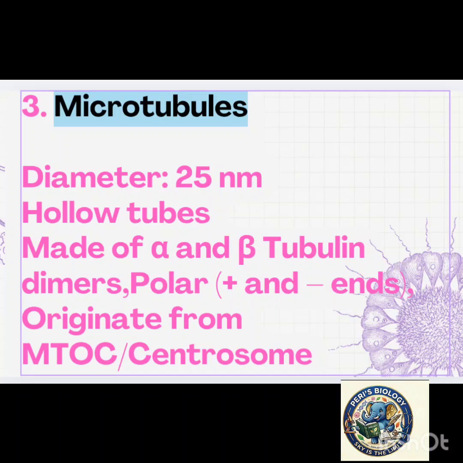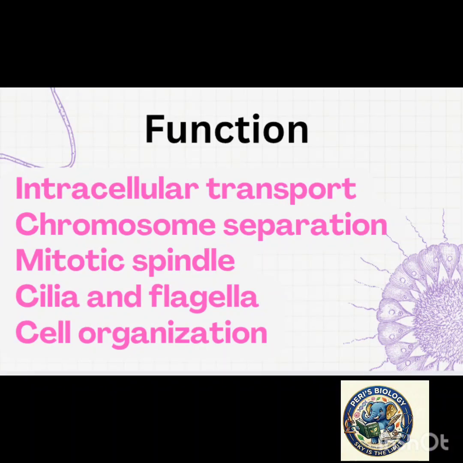Microtubules are long, hollow, unbranched cylinders having diameter of 25 nanometer and they show polarity, that is positive and negative end. They are made up of special proteins called alpha and beta tubulins. They originate from MTOC, that is microtubule organizing center or centrosome. The main functions are they show intracellular transport, chromosome separation occurs, mitotic spindle formation takes place because of these microtubules. Formation of cilia and flagella occurs. It maintains a cell and cell organelles shape.